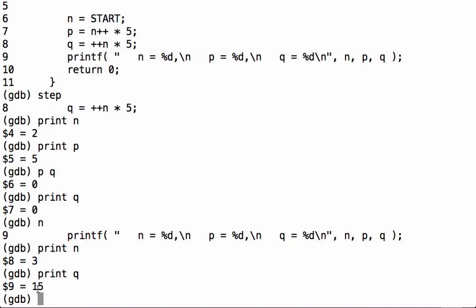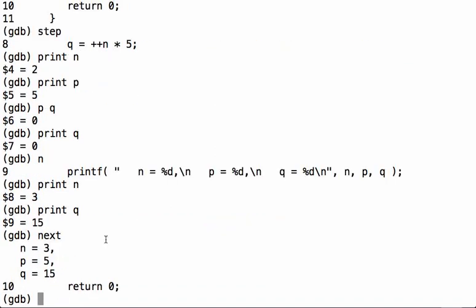Okay, so now if you do a next, and you don't want to do a step. If you do a step now, you're telling GDB that you want to step into the printf function, which you don't want to do, and I don't think you can do it. So what you want to do is next. So say next or n, and then what you see is all of this stuff printed out. n is 3, p is 5, q is 15, and we're at the next line, the return statement.